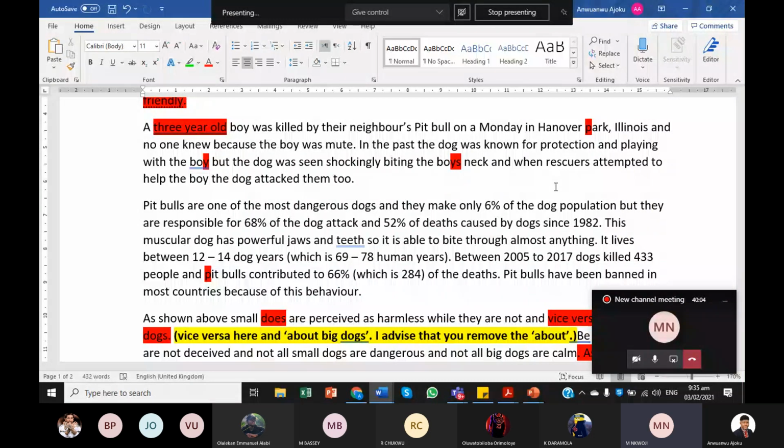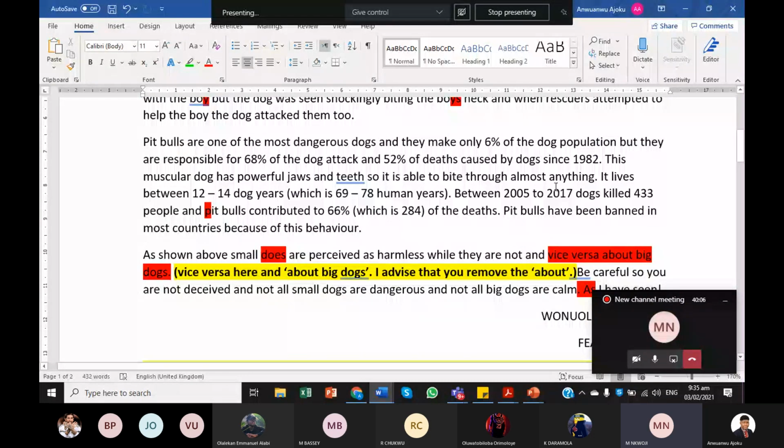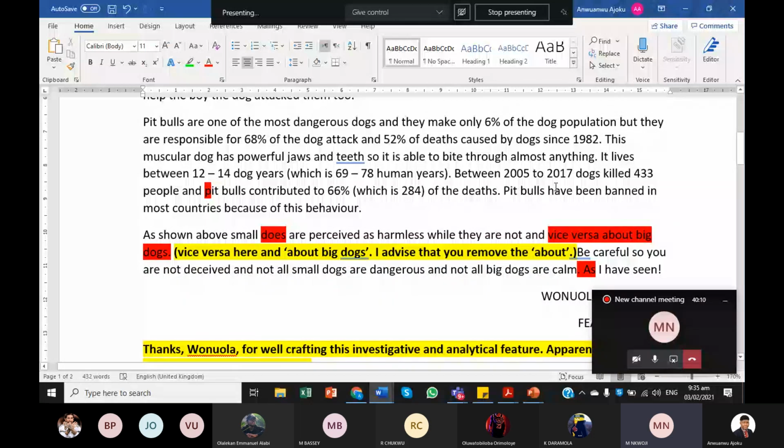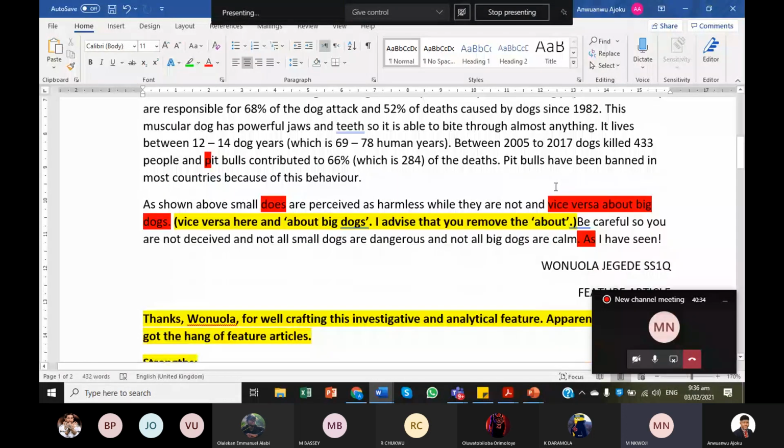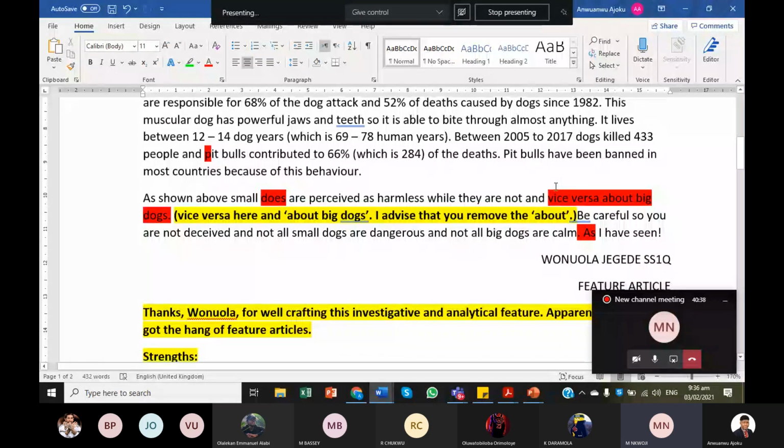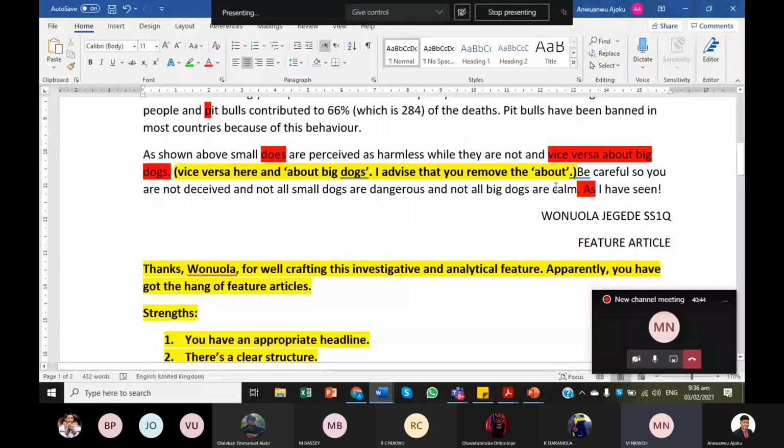Pit bulls are one of the most dangerous dogs, and they make up only 6% of the dog population, but they are responsible for 68% of the dog attacks and 52% of deaths caused by dogs since 1982. This muscular dog has powerful jaws and teeth, so it's able to bite through almost anything. It lives between 12 to 14 dog years, which is 69 to 78 human years. Between 2005 and 2017, dogs killed 433 people, and pit bulls contributed to 66%, which is 284 of the deaths. Pit bulls have been banned in most countries because of this behavior.